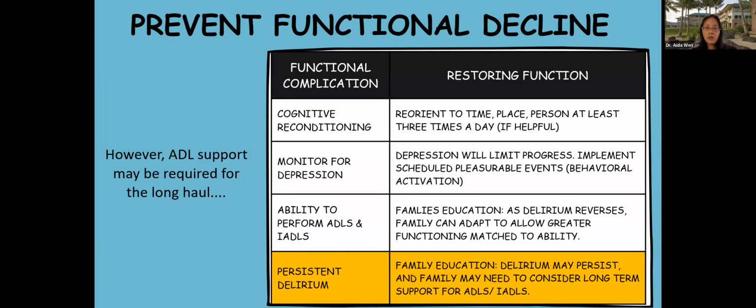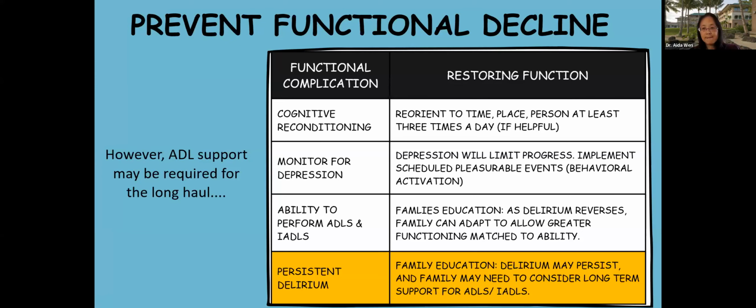So I think it's important for families to know that delirium may persist, no guarantee for recovery, and the family may need to consider long-term support for functioning, such as feeding, bathing, toileting, and taking care of their finances or their medicines or housekeeping or whatever it is they need to stay independent. So ADL support may be required for a long haul, and it's probably good to just think about it and have things lined up in case, but you may not need to use it.